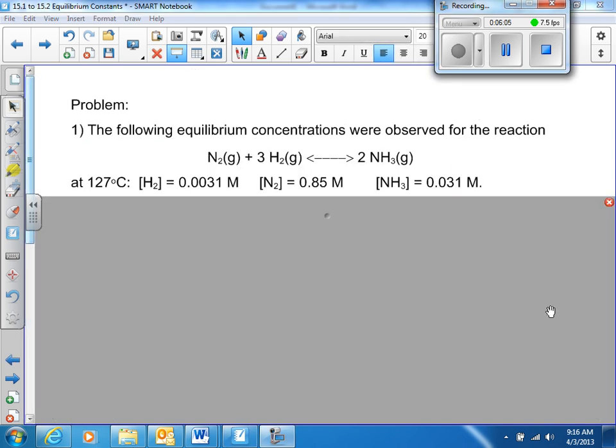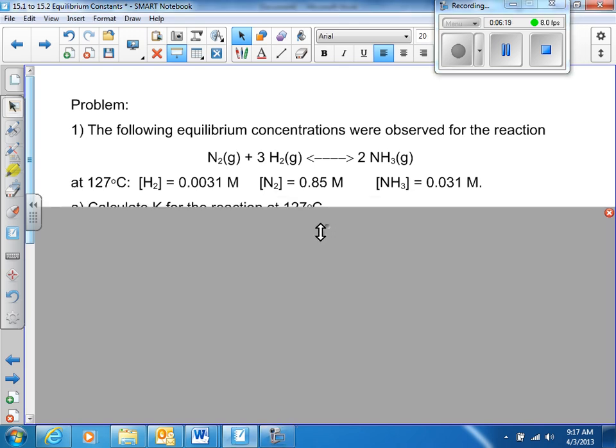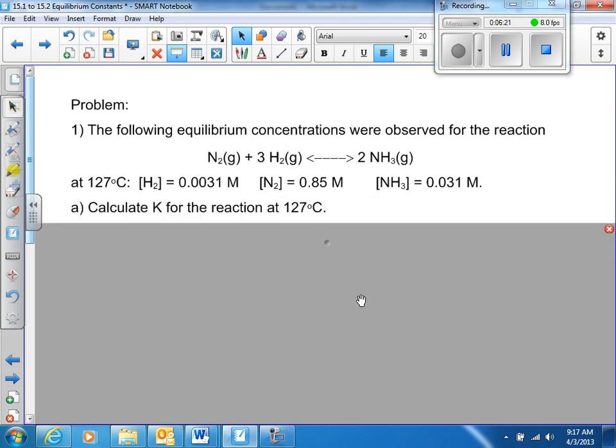All right, so let's do an actual problem. We have this situation where you're given a reaction and the equilibrium concentrations of all of these chemicals, and you are asked to calculate K. So you're going to start working on this on your own. For K, I'll talk you through it.